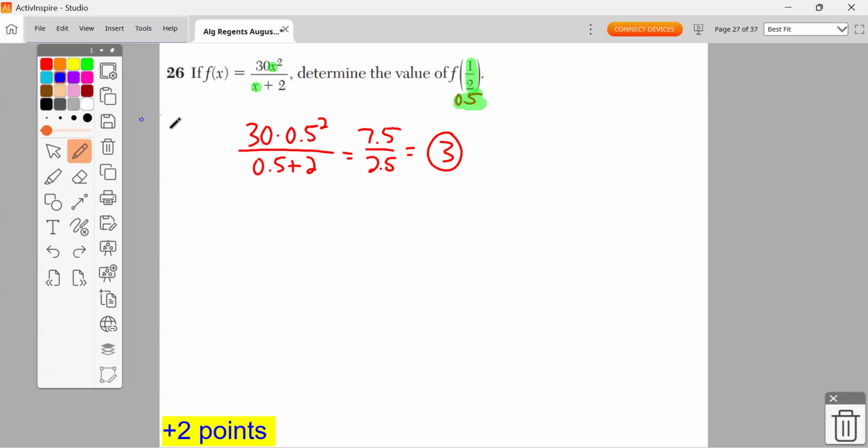Now you have to be careful. If you try to put this all into the calculator all at once, because you have a times sign and because you have a plus sign, you have to type it in with parentheses around the numerator and parentheses around the denominator. If you don't type in the parentheses into your calculator, you will get the wrong answer. I chose to do just the top calculation, 30 times 0.5 squared, and got 7.5. 0.5 plus 2 for the bottom part, which is 2.5. Then you just have to do top divided by bottom. 7.5 divided by 2.5 is 3.